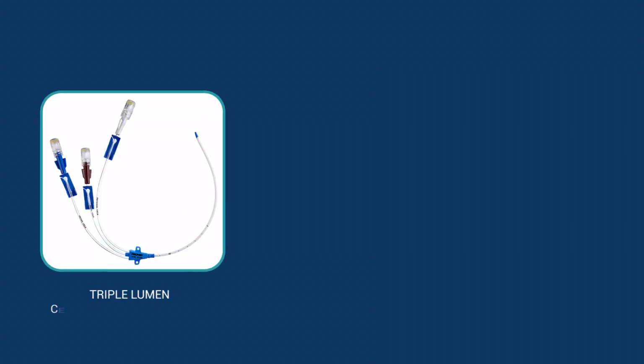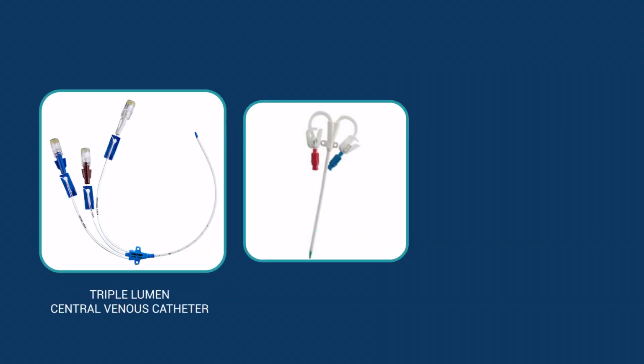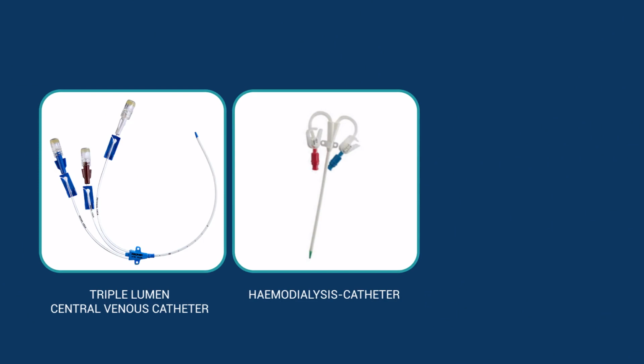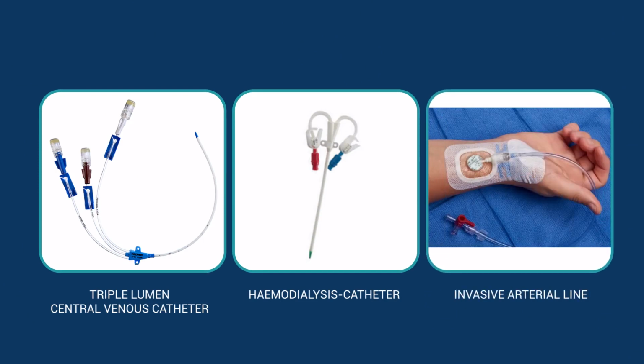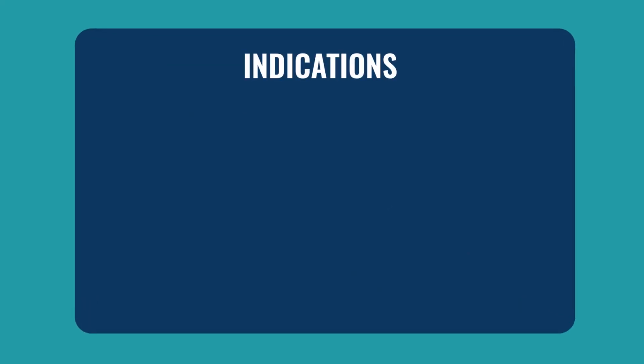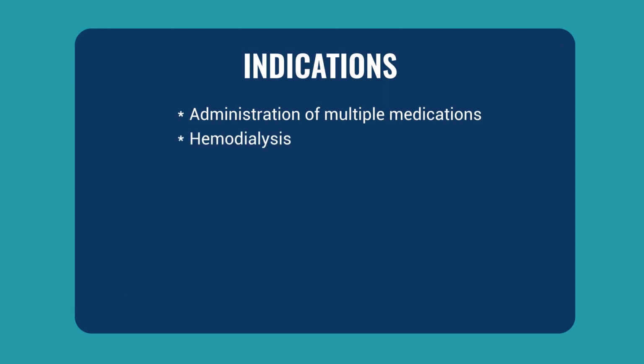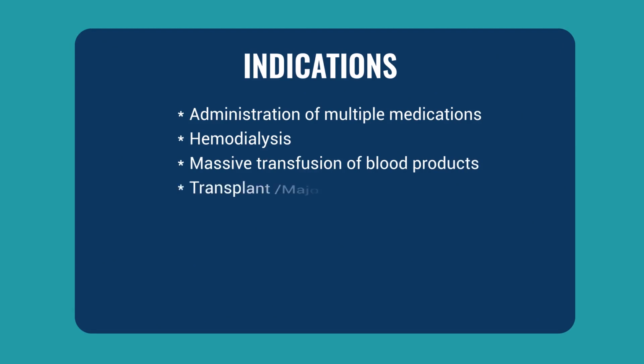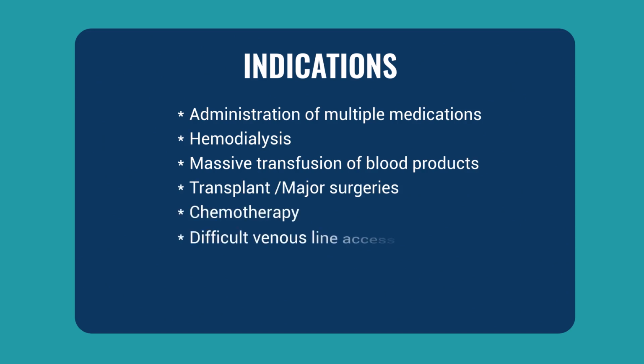These are the images of commonly used central lines in an ICU. The first being the triple lumen central venous catheter. The second is the hemodialysis catheter, and third is invasive arterial line. There are several indications for these devices in an ICU setup. Administration of multiple medications, short-term or long-term hemodialysis, massive transfusion of blood products, perioperative periods, especially during transplant surgeries or major surgeries, use of chemotherapy agents, patients with difficult venous line access, and during hemodynamic monitoring.